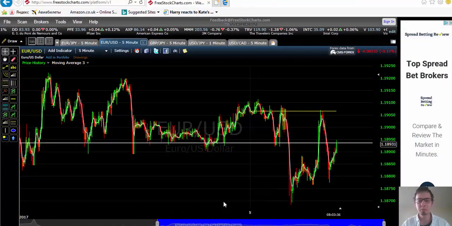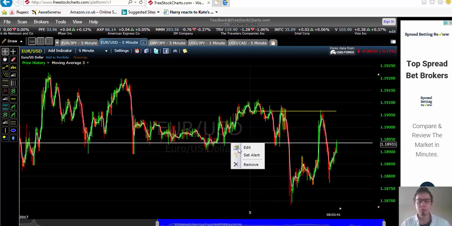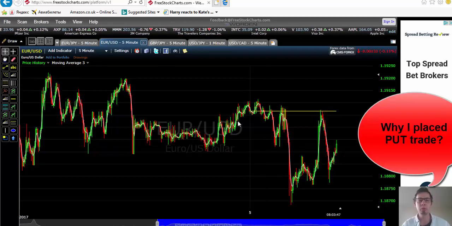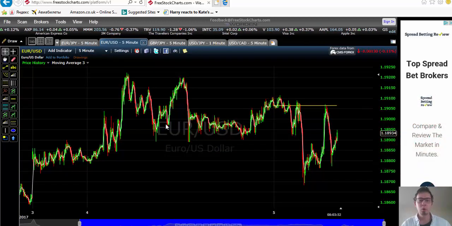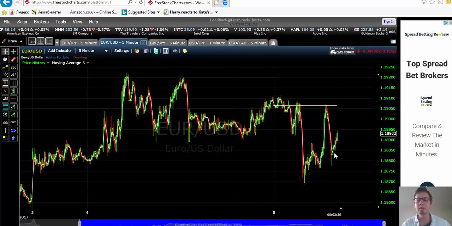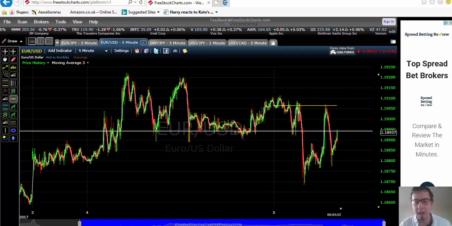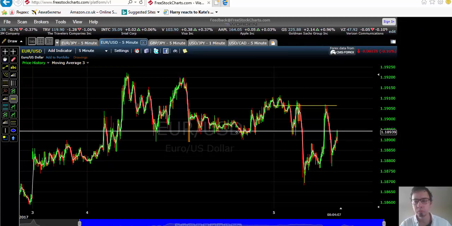My computer is lagging. So here we go. This is the line I just drew. Let's discuss why I made a put trade. Well, why shouldn't I? Look at this 5-minute Euro USD chart. This is our major support, which was broken here dramatically. This is a support level. I could go a little bit higher, but this is already a spike.